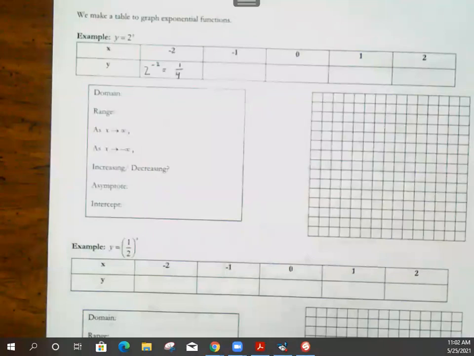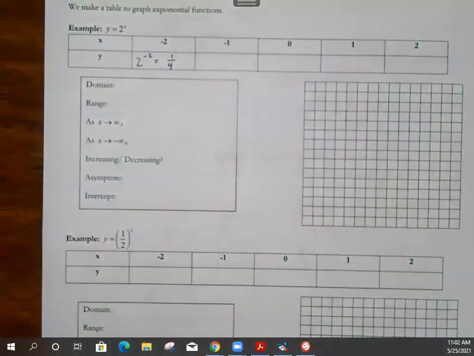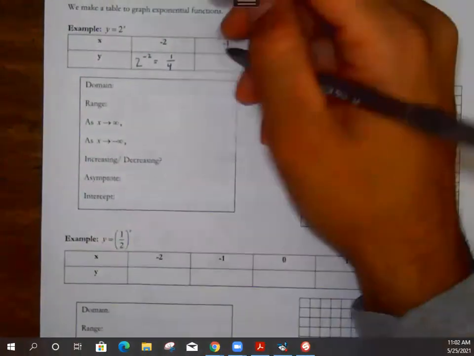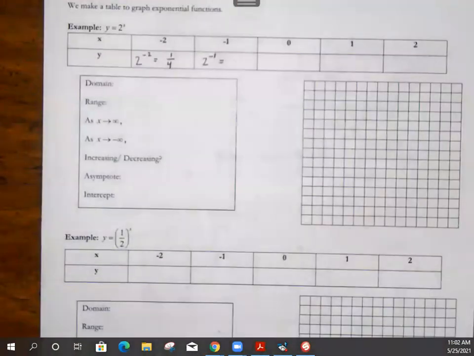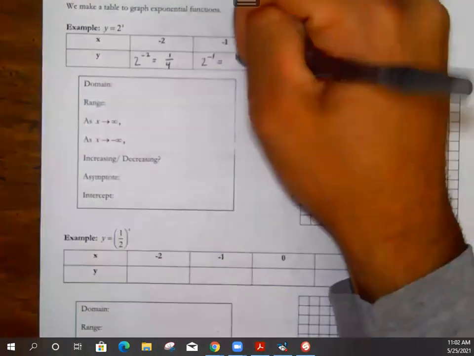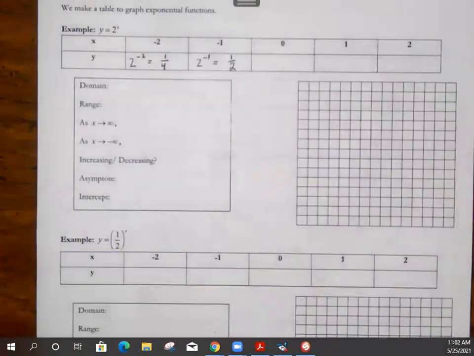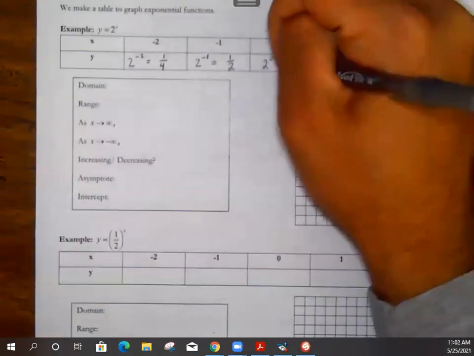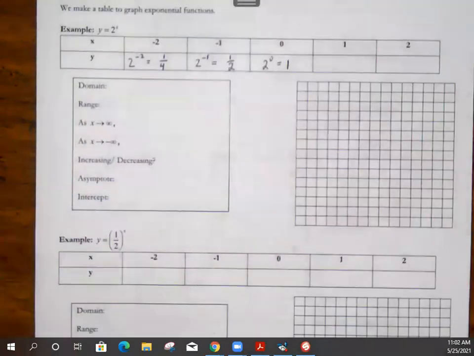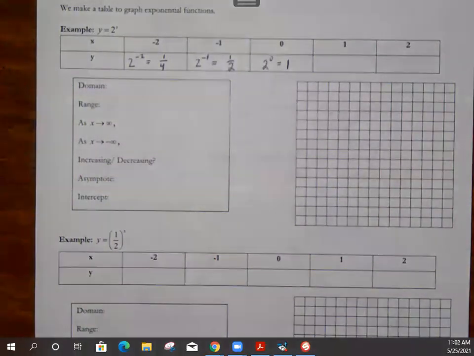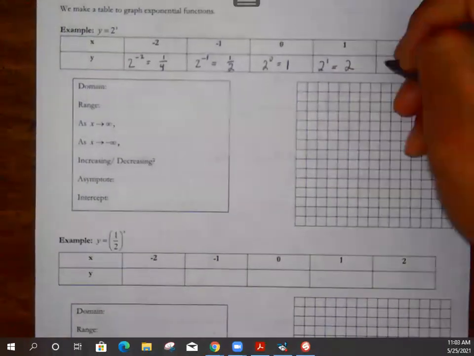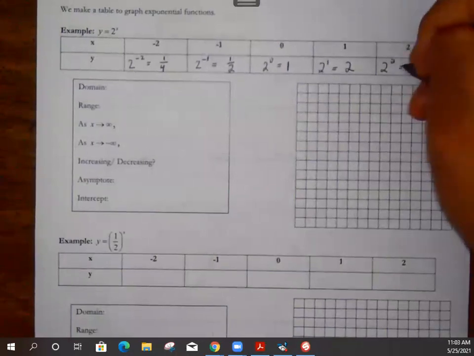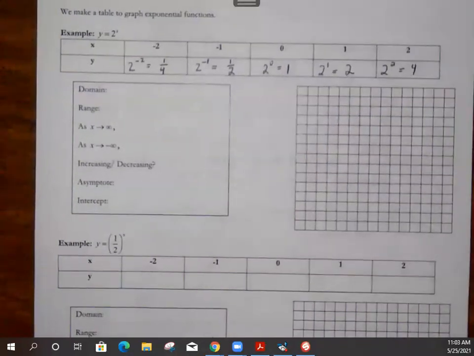After we fill in our table, we will start plotting those points. And then we plug in -1. That's 2 to the -1st power. Remember from earlier, a negative exponent means you just find the reciprocal. So that's 1 over 2. And then 2 to the 0 power: anything to the 0 power is 1, because remember, when you subtract the exponents, it's the same thing in the numerator and denominator, which means 1. And then if you plug in 1, 2 to the first is 2. If you plug in 2 for x, 2 squared is 4. All right, so let's plot these points.